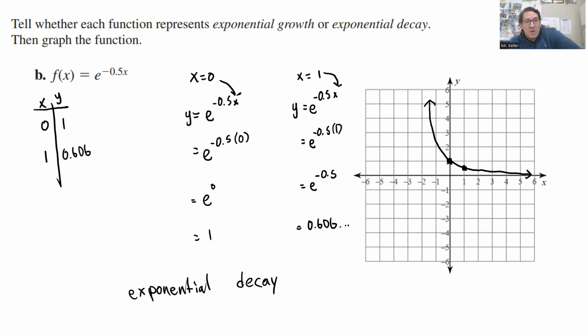So what you want to do is, again, just for the x, just use 0 and 1. We're just going to keep it simple. Sketch your graph best you can, and figure out if it's exponential growth or decay, if it's going up or down like that. So that'll do it.